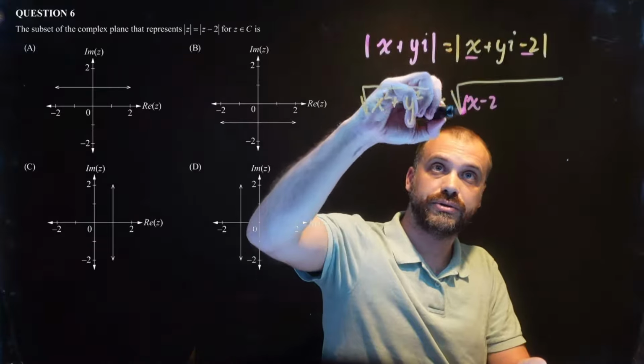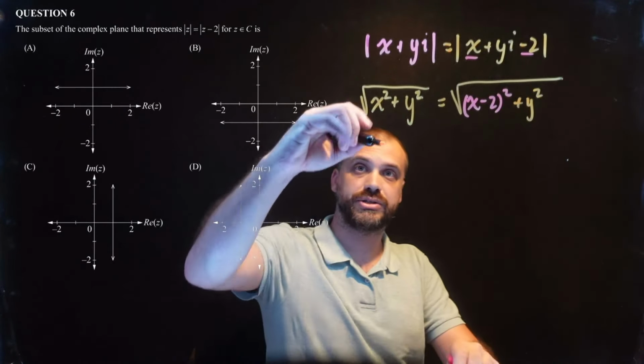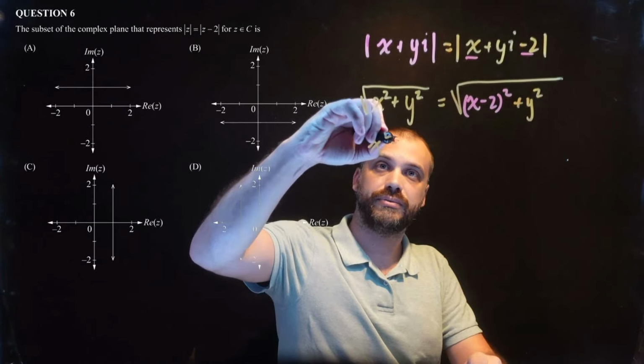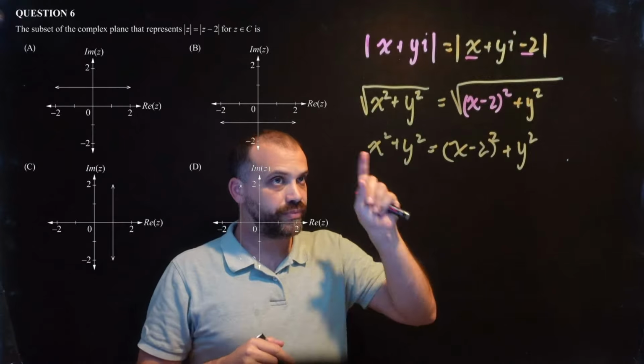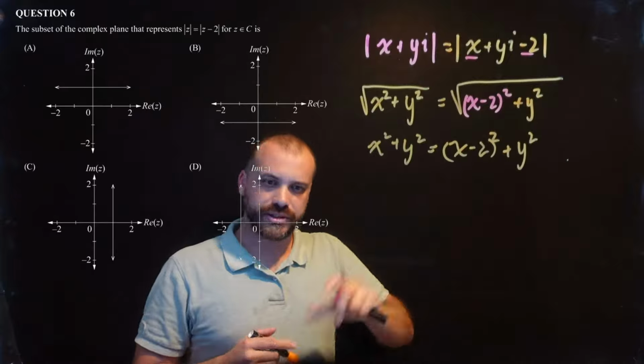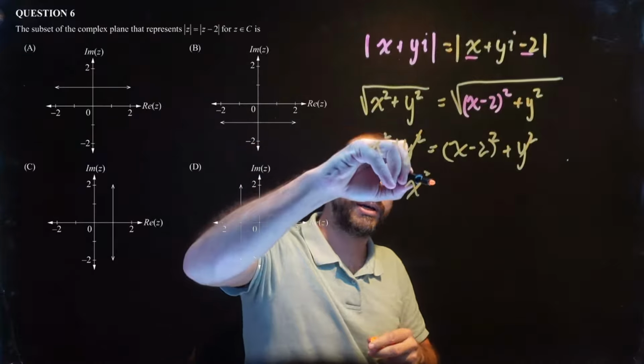Okay, so what do I have? I have a square root on both sides, so I can get rid of those. So now it's just x squared plus y squared equals x minus 2 squared plus y squared. Easily done. There's a y squared on both sides, so I can cancel those out. So now I'm just left with x squared equals x minus 2 squared.